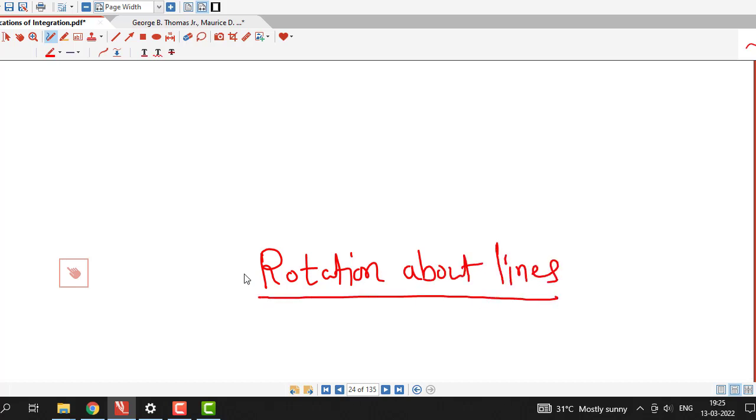In upcoming lectures we will consider rotation of the region about vertical lines or horizontal lines different from x-axis and y-axis. That means we will consider the rotation about lines which are different from x-axis and y-axis, and we will see how to find out volume of solids in those cases. So this is all about this session.